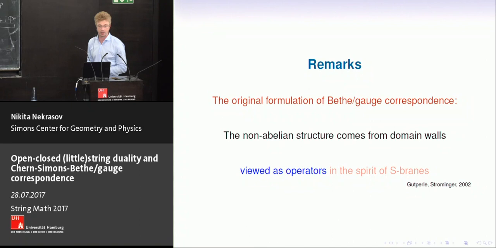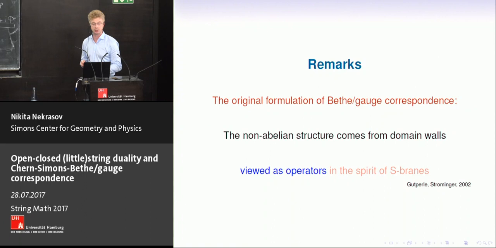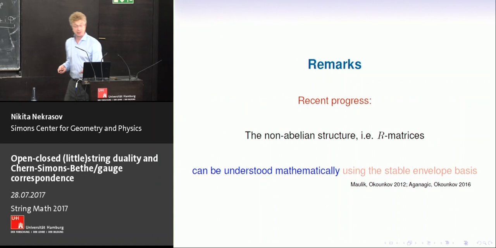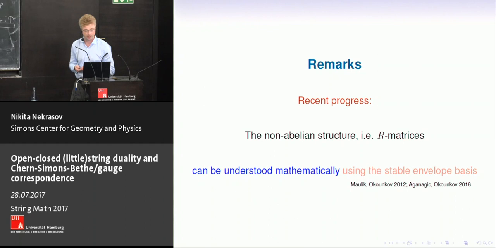And the idea was that all the generators of the Yangian will come from the studies of domain walls, viewed as operators, so that they would allow you to build correspondences between different quantum field theories, as in the theory of S-branes. Recently, there was tremendous progress in this. The non-abelian structure was actually constructed within the gauge linear sigma model using the stable envelope approach of Okounkov and Maulik and Aganagic-Okounkov. But the relation to the original domain wall construction is still not understood. So there is something to work out, I think.